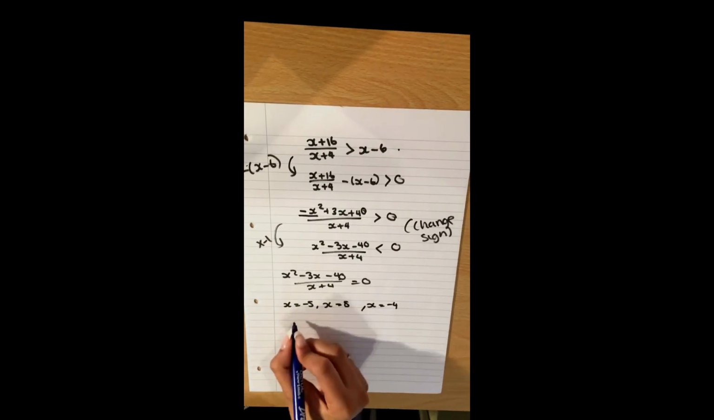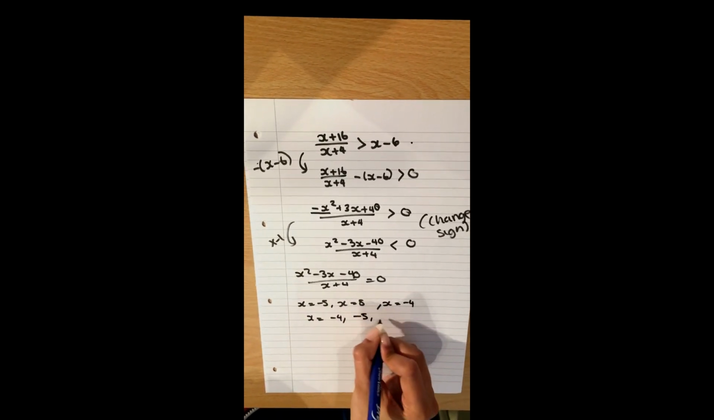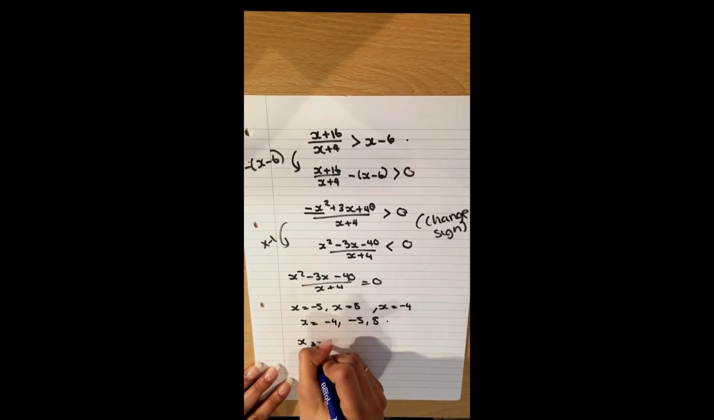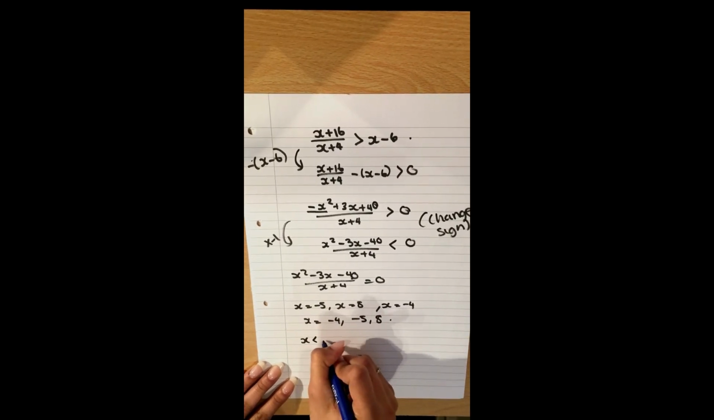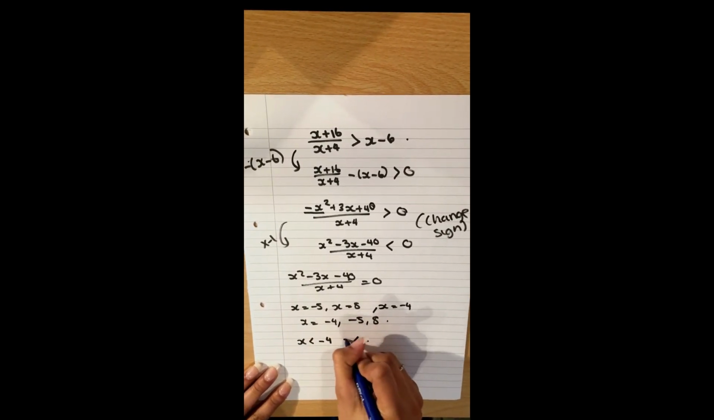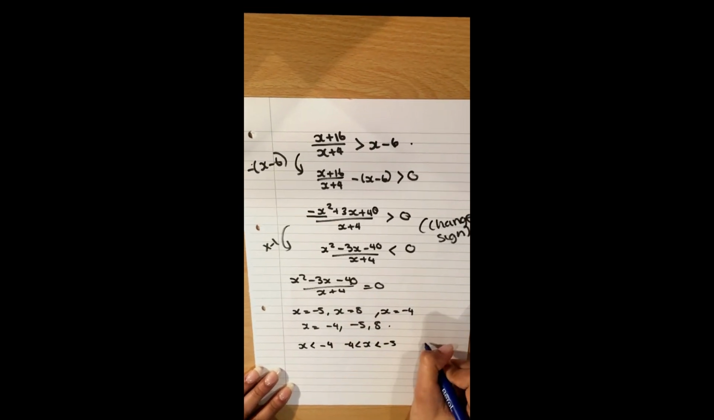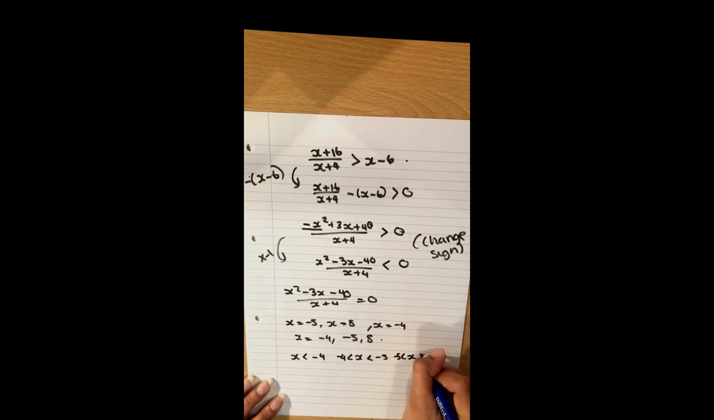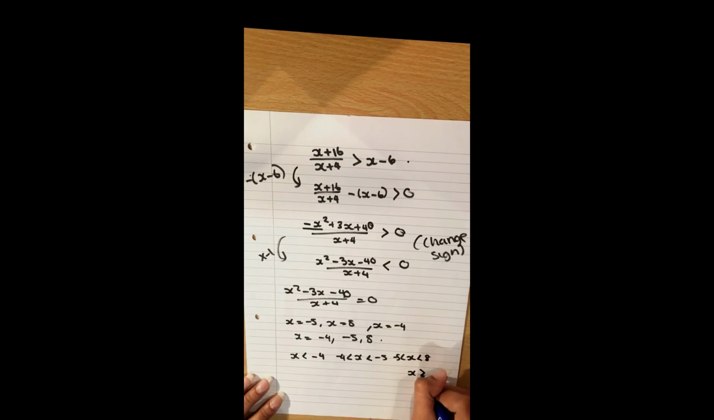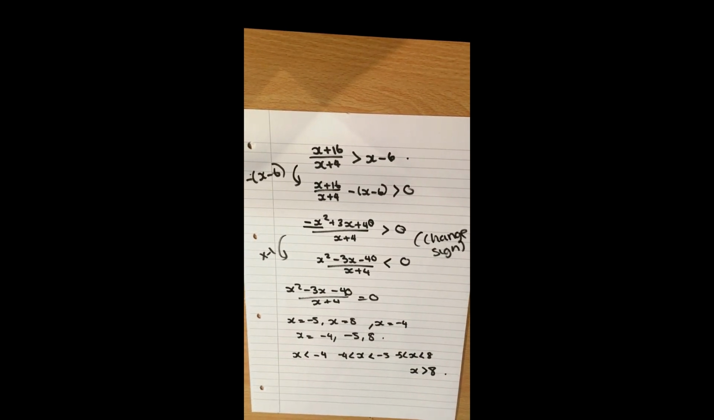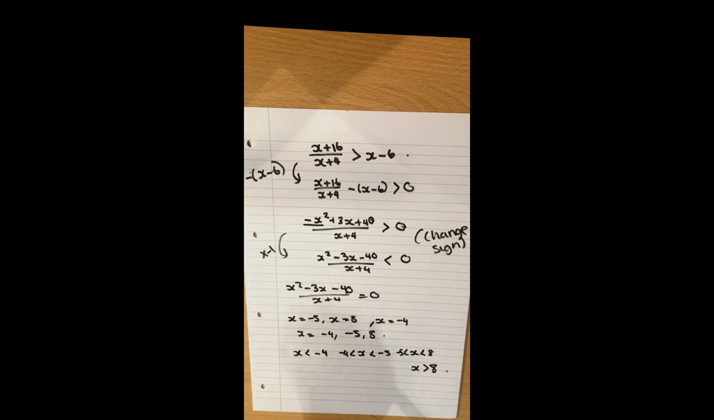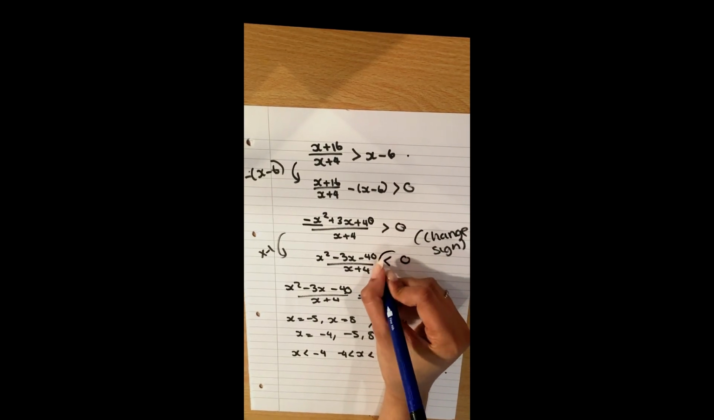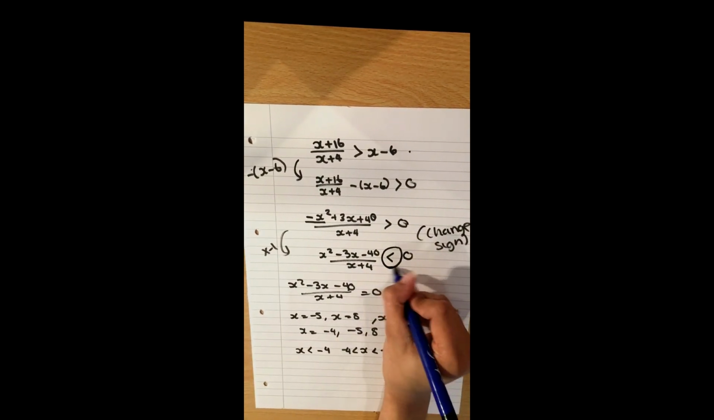So our critical values are x equals minus 4, minus 5, and positive 8. So we have, sorry, 4 regions. x is less than minus 5, x is between minus 5 and minus 4, x is between minus 4 and 8, and then we have x is larger than 8. So we would look at the signs in these regions and decide which ones satisfy our original equation. So you would be looking at this one here because we simplified it to be this.